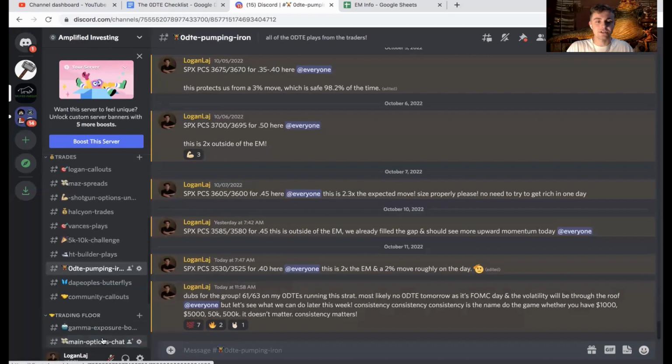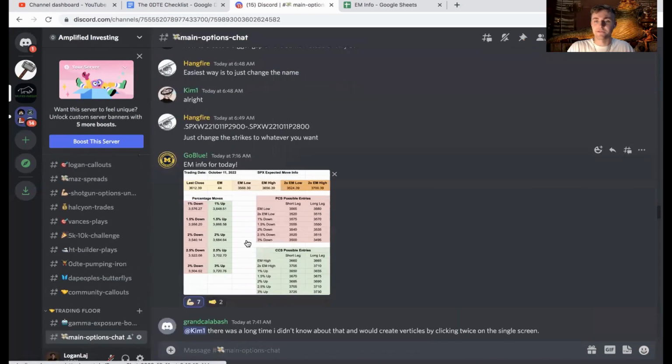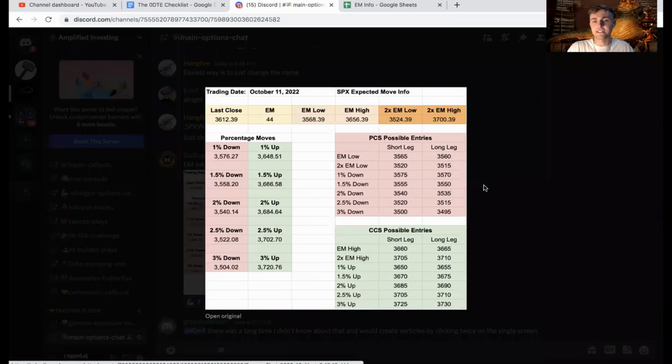But in the main options chat, Go Blue has been sharing the EM info. He's been charting this every day and it helps us out. So you guys can see we're using this criteria as another thing to put in that sheet of, hey, why are we in this trade? What are we doing here? And it shows the 1% up and down, the expected move, where we close. This does include the decimals as well, with what the expected move is. And then it shows whatever possible credit entries, right?